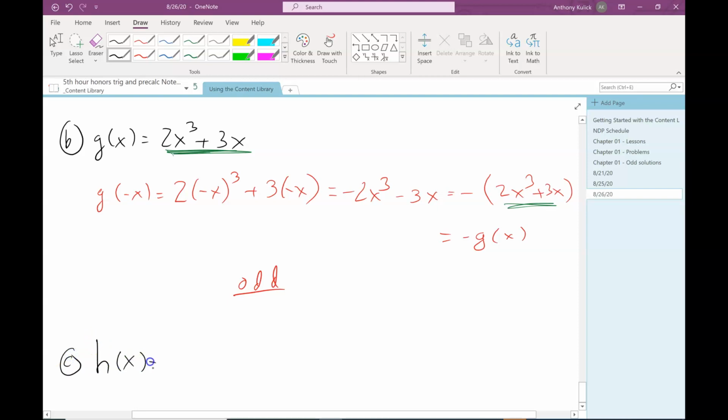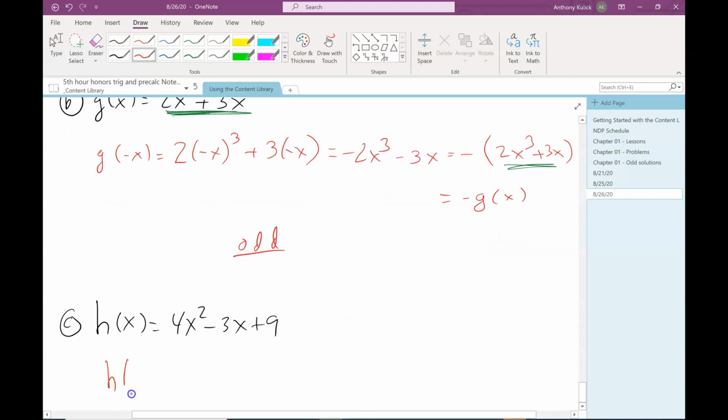h of x is equal to 4x squared minus 3x plus 9. So we'll start the same way. h of negative x. So everywhere there's an x, I'll replace it with a negative x. So negative x squared is just positive x squared. Negative 3 times negative x is positive 3x. And then plus 9.